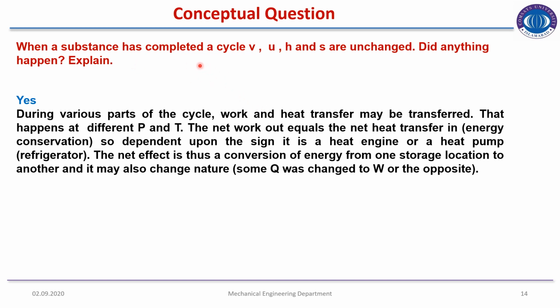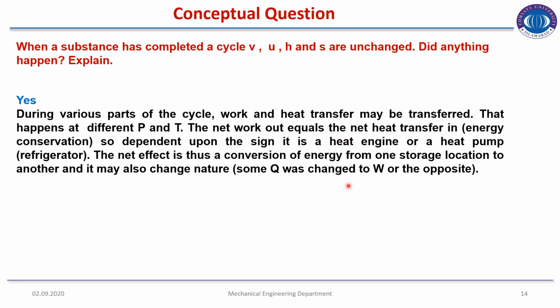If it is a closed cycle or cyclic process, and volume, internal energy, enthalpy and entropy are not changed, then the value of work done must be equal to the amount of heat that is supplied. So here it is written that the heat transfer happened at different temperature and pressure. So net work output is equal to the heat transfer.